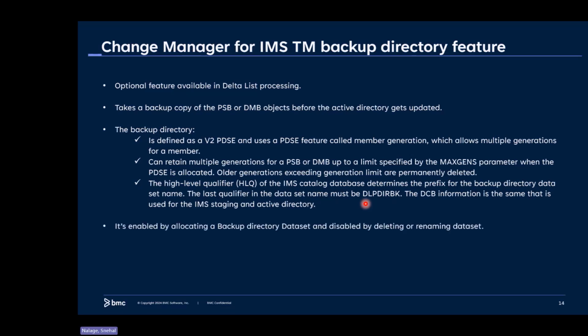Okay, so this feature is basically enabled by allocating this dataset by following these rules. And you don't need to restart the IMS to enable or disable this feature. You just have to allocate the dataset to enable it, or to disable it, you can either delete the dataset or you can rename it to some other name. Because every execution of the delta list, we dynamically allocate this dataset.